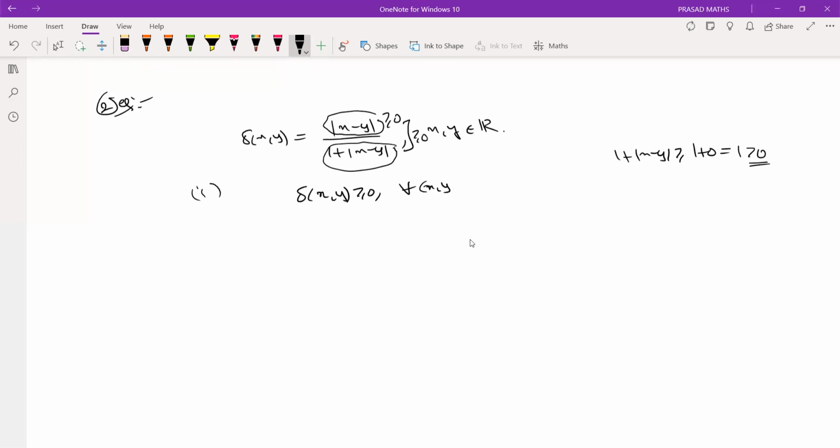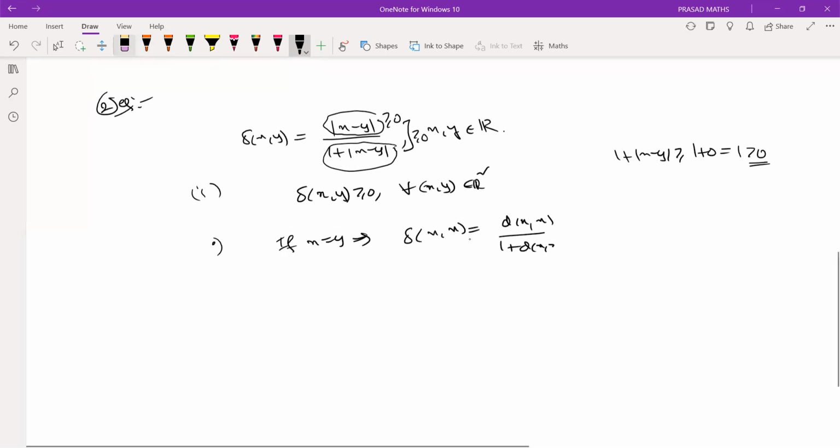There is no problem with the first condition, right? So what about the second condition? If x equals y, that means what? Delta of x comma x is nothing but d of x comma x divided by 1 plus d of x comma x.